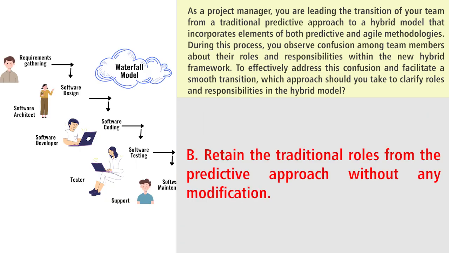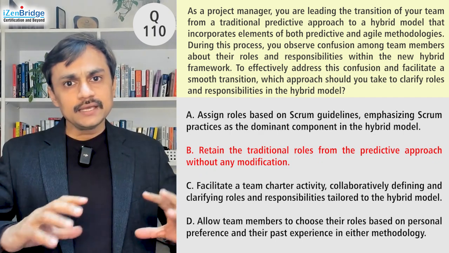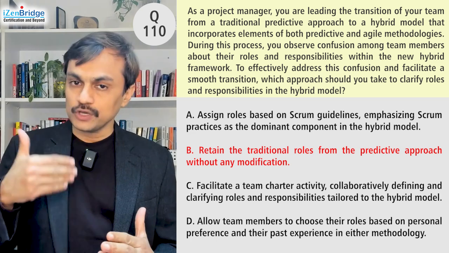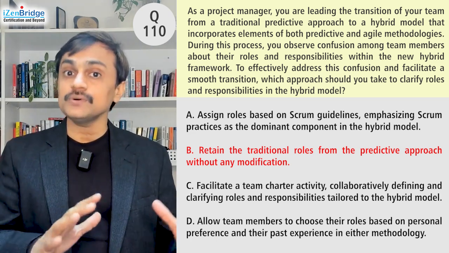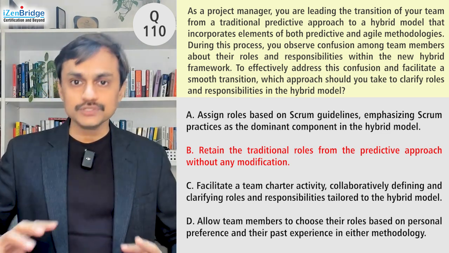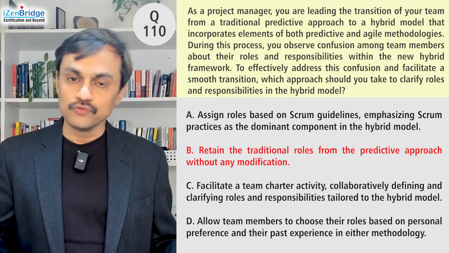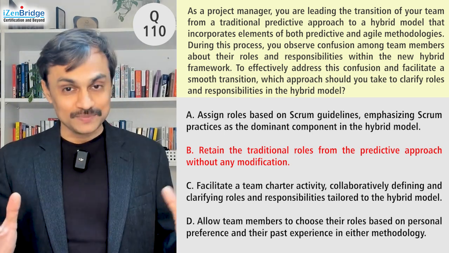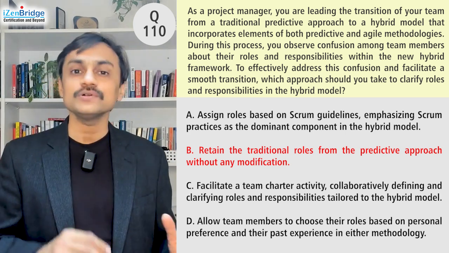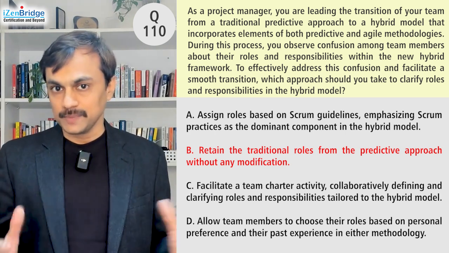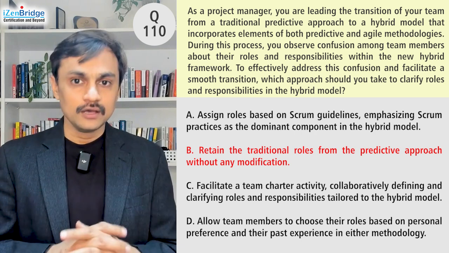Option B, retain the traditional role from the predictive approach without any modification. So again, this is saying just continue. Maybe you change other aspects of the life cycle, or other aspects of your way of working, but roles and responsibility may continue as they are. There is a possibility, but again, in the question, we are not getting sufficient inputs to say that that will be the best approach to move forward with. So option A and option B both are possibilities, but they are opposite possibilities. One is saying let's follow Scrum roles. Another is saying let's continue the way we are working and change other parts of it. Both are two extreme ends of possible solutions.